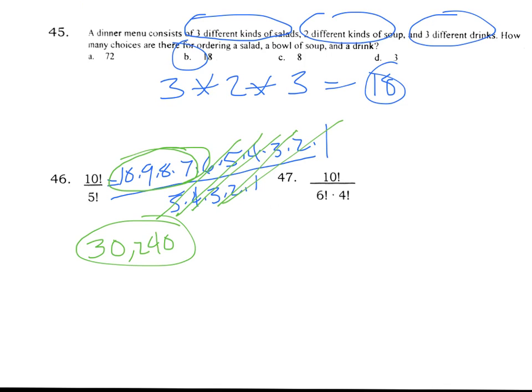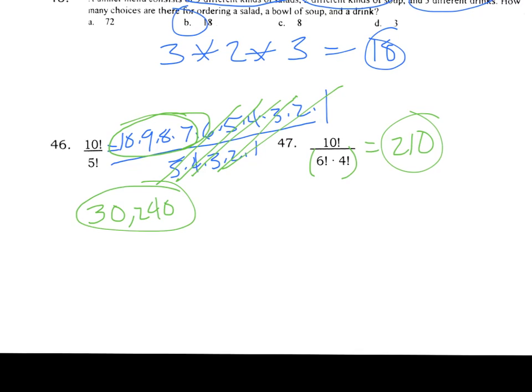Same deal for this guy, though I would recommend, since there's a couple of things in the denominator that are both divided, I would use parentheses. So 10 factorial divided by parentheses, 6 factorial times 4 factorial. And you could always do the 6 factorial, 4 factorial first if you're uncomfortable with the parentheses, but you should end up with 210. Doesn't really matter what the number is, really just going for, do you know how to enter it into your calculator.